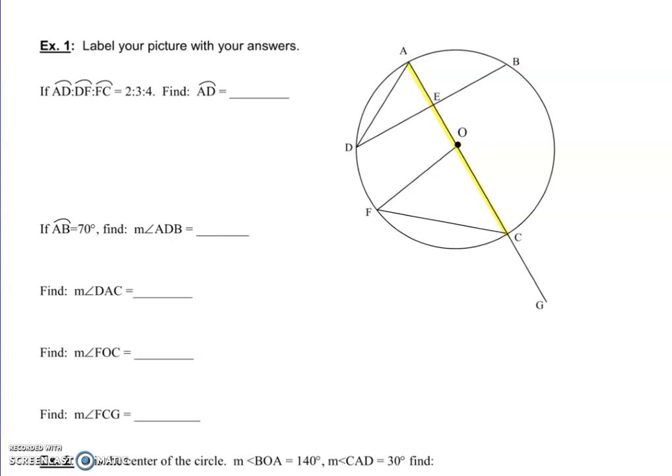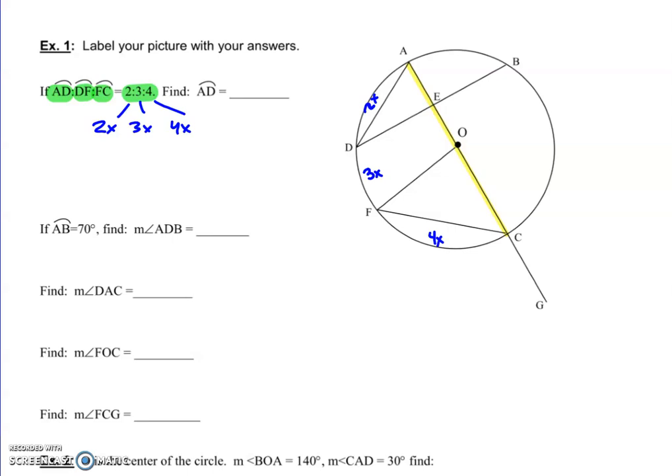But over here, they're telling us that arc AD to DF to FC is in the ratio of 2 to 3 to 4. So I want you guys to think back to what we did earlier in the year. We said, whenever I give you a ratio, you make them x's: 2x, 3x, and 4x. So take a look. Arc AD, I'm going to write it just on the inside. Arc AD is 2x. Arc DF would be 3x. And arc FC would be 4x.